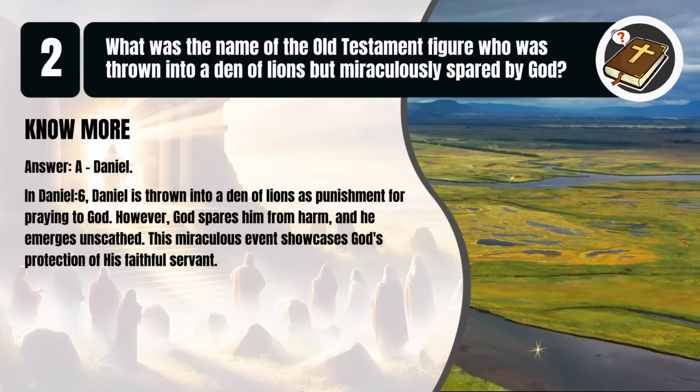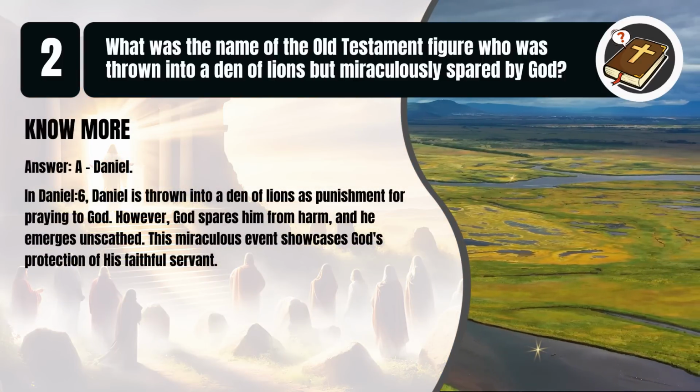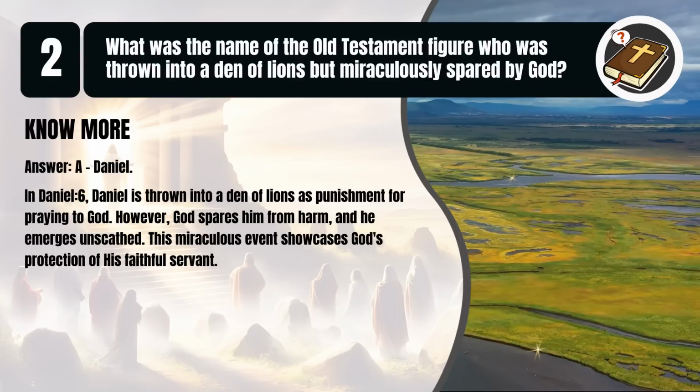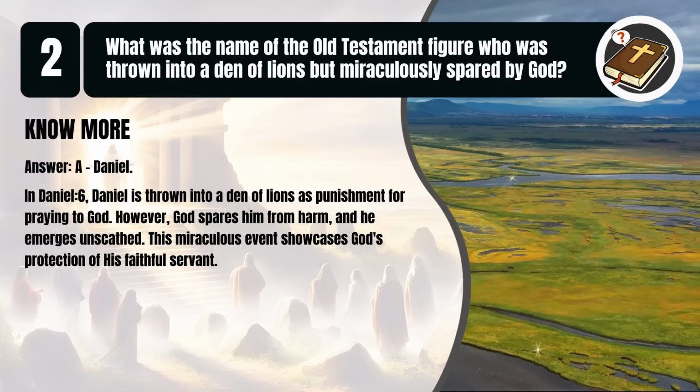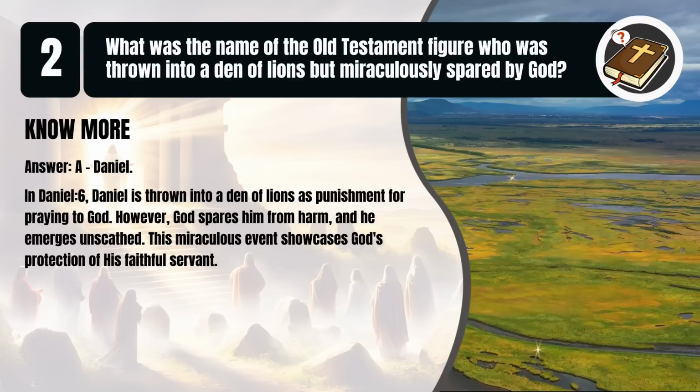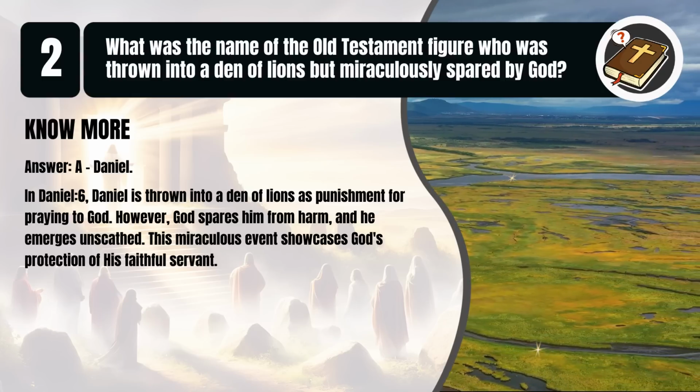That's A. Daniel. In Daniel chapter 6, Daniel is thrown into a den of lions as punishment for praying to God. However, God spares him from harm and he emerges unscathed. This miraculous event showcases God's protection of his faithful servant.